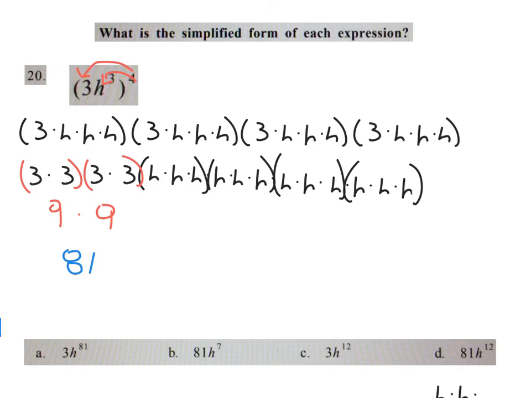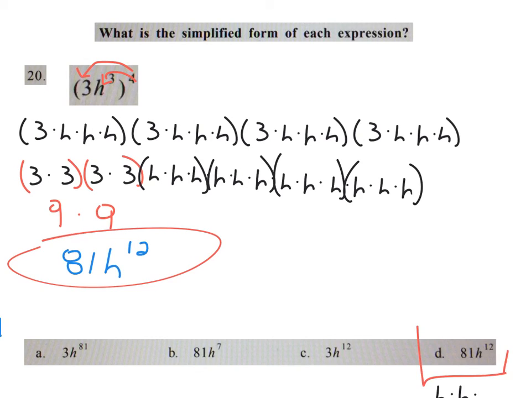And then how many times are we multiplying the h together? Well, we've got 1, 2, 3, 4, 5, 6, 7, 8, 9, 10, 11, 12. Remember when you raise a power to a power, you multiply them and you get h to the 12th. And so you get 81 h to the 12th, which is D.